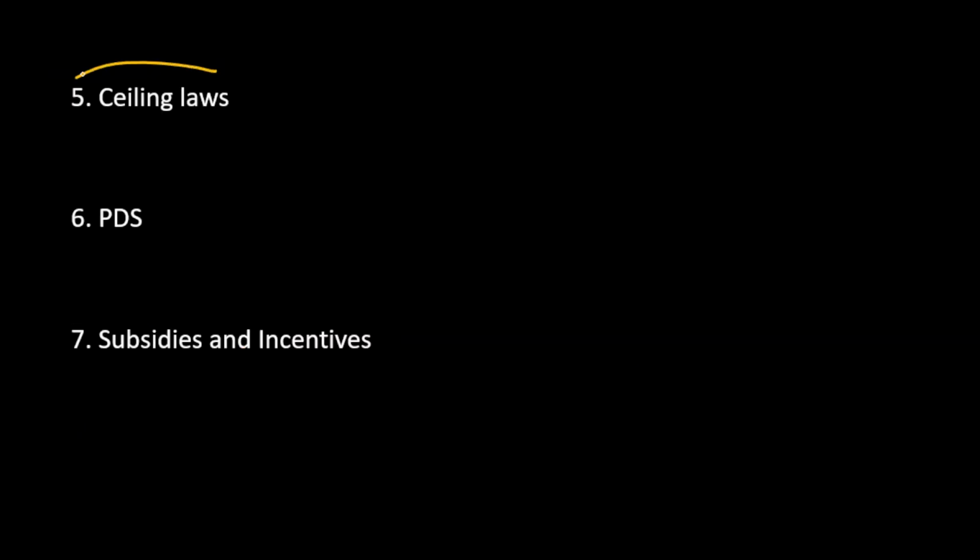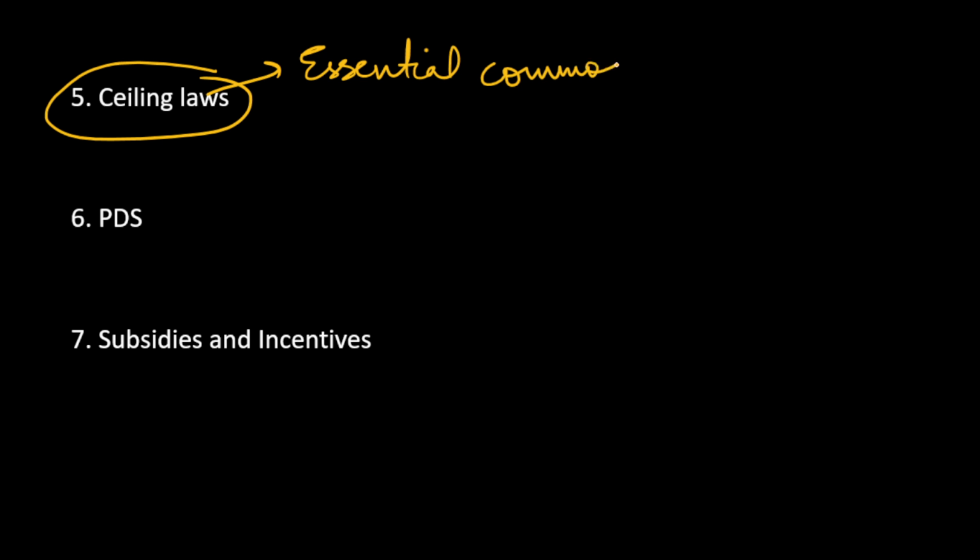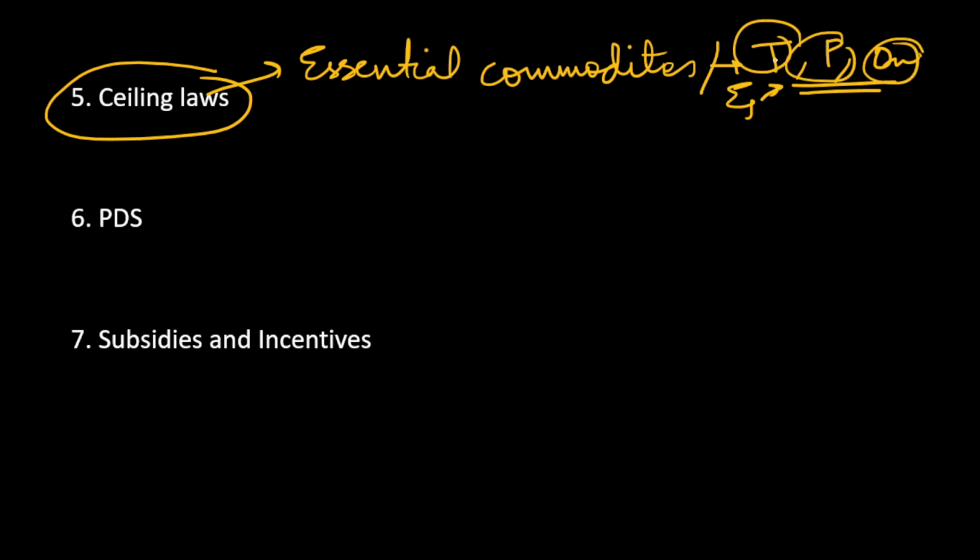Next we have ceiling laws. We all know that there are many essential commodities without which we cannot live. For example, we have tomatoes, we have potatoes, we have onions. These are some of the essential commodities, and these are most prone to price rises. We all know that many times the tomato price goes beyond 200 rupees a kg. So what happens? The government tries to maintain ceiling laws.